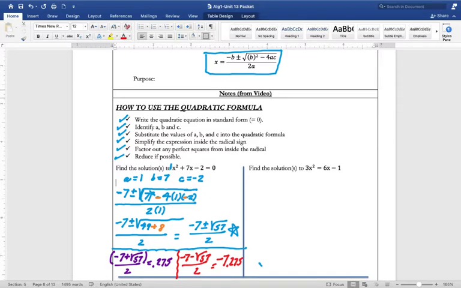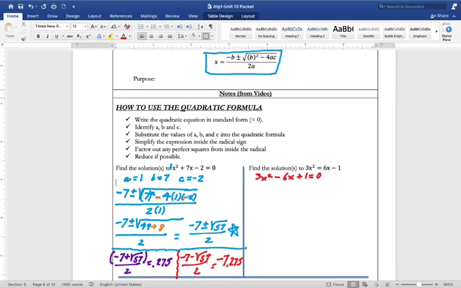3x squared equals 6x minus 1. We have a big problem. It's not equal to 0. Okay. So thinking about our steps up top here, I'll erase the check marks by them. We've got to get it equal to 0 first, which means I'm going to subtract or add everything over to the left side. So it's 3x squared minus 6x plus 1 equals 0, and I'm ready to go. So I need to find A, B, and C next.